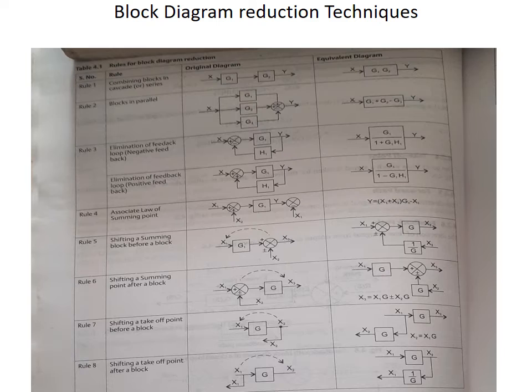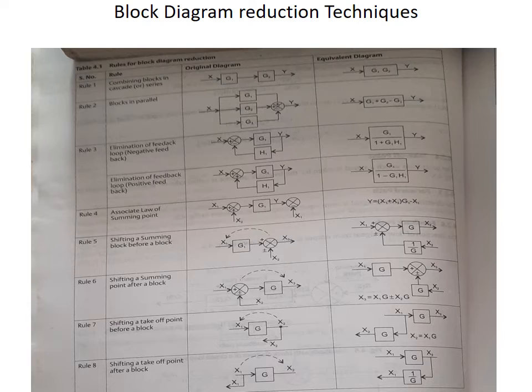So in a summing point, you have to include the value of G with the existing input. Similarly, rule 7: similar to the summing point, you have to move the takeoff point. Already it is after the block, and you have to move it before the block.